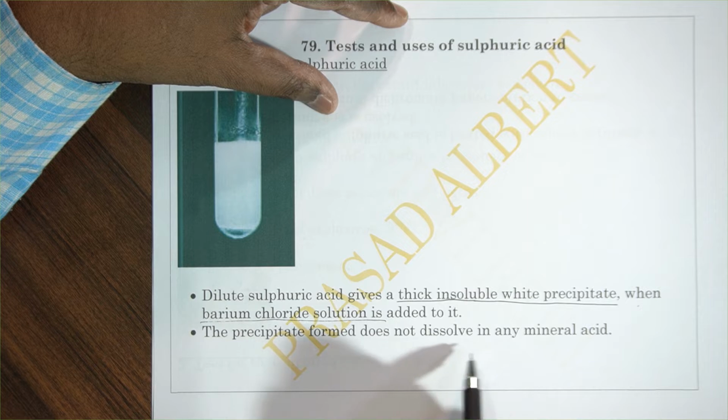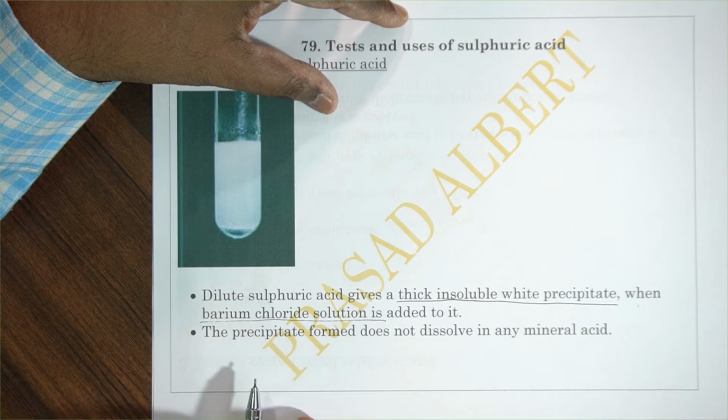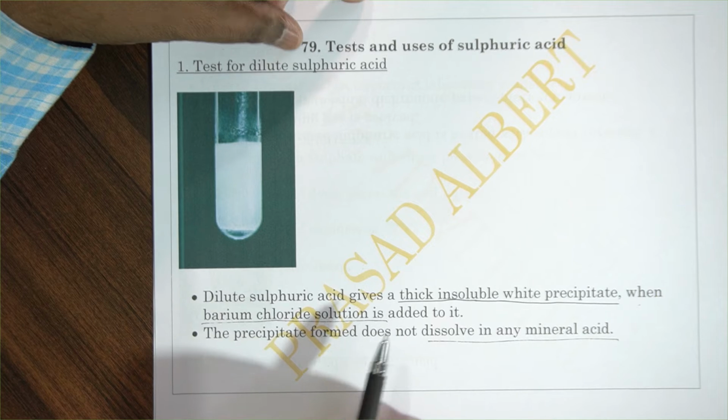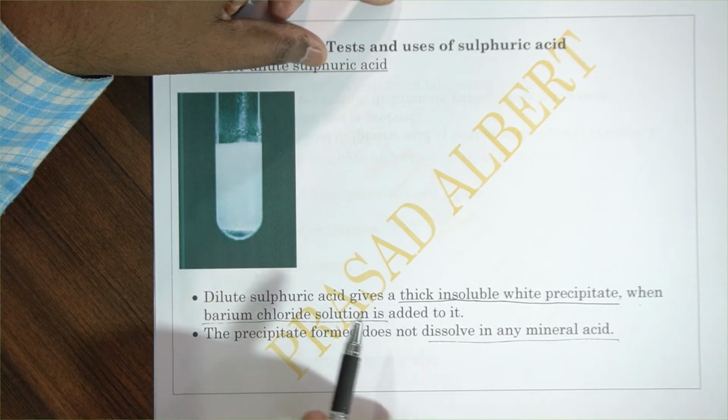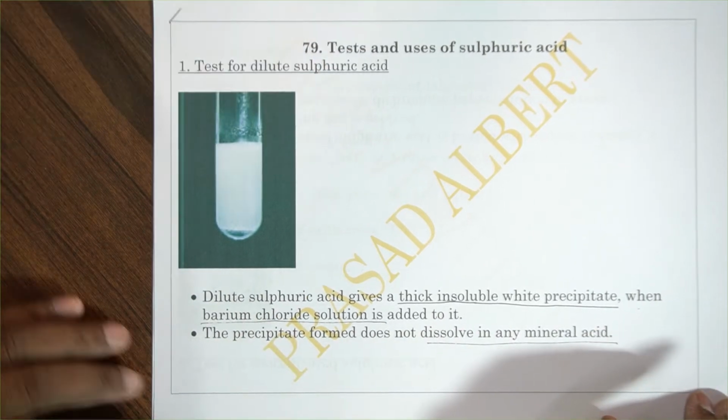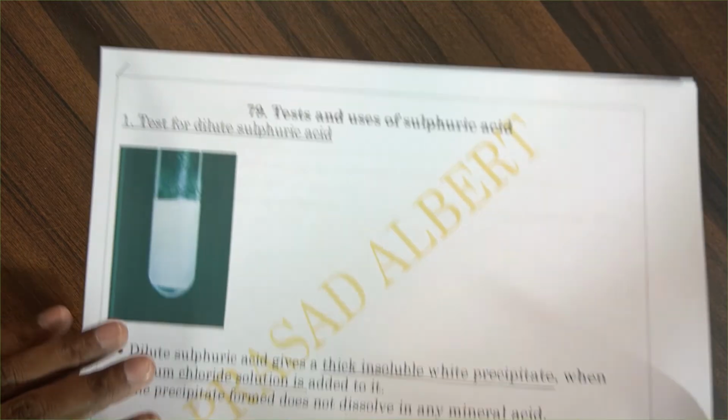Now this precipitate is insoluble in all mineral acids. The precipitate does not dissolve in any mineral acid. If you want to try, you can add dilute hydrochloric acid to it. Then you will find that the precipitate is not dissolving. So this is the test for dilute sulfuric acid.